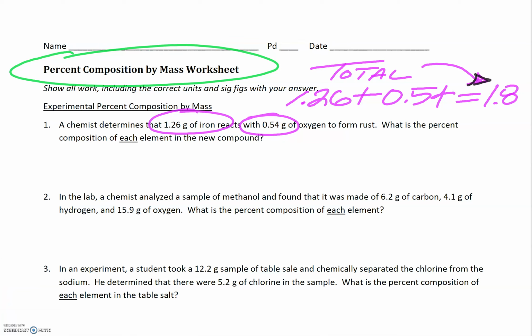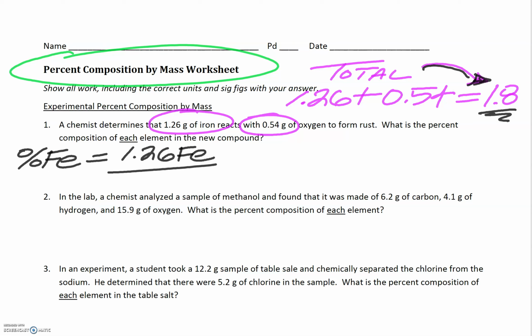Basically, everything is going to be divided by this value of 1.8. You're going to end up with a percentage for each element. In this case, we have 2 elements, so we're going to have a percent iron and also a percent oxygen. Let's do the iron first. Percent iron is going to be the mass of the iron, which is 1.26, divided by the total, which is 1.8 grams.